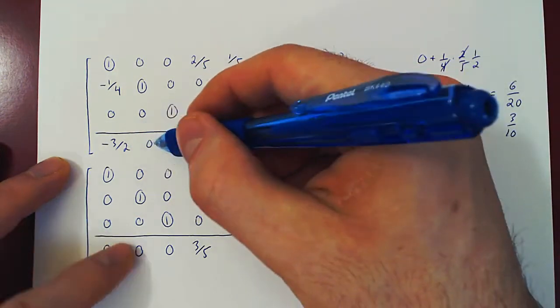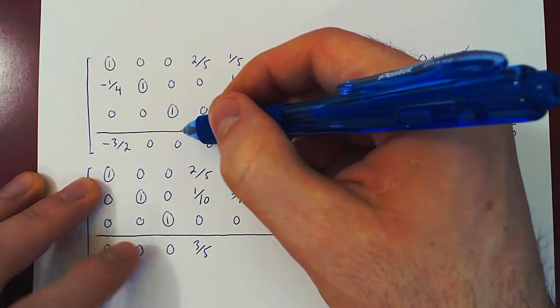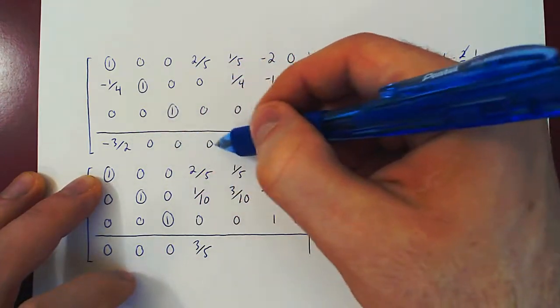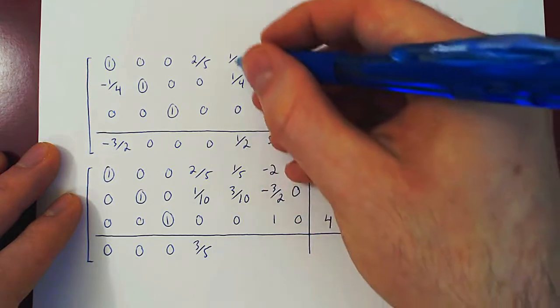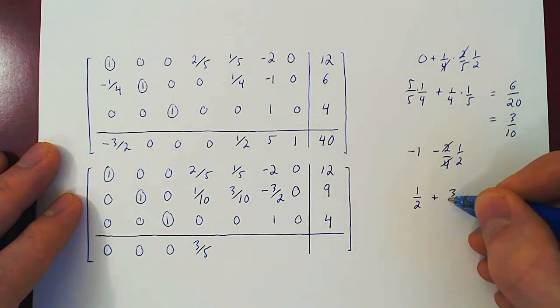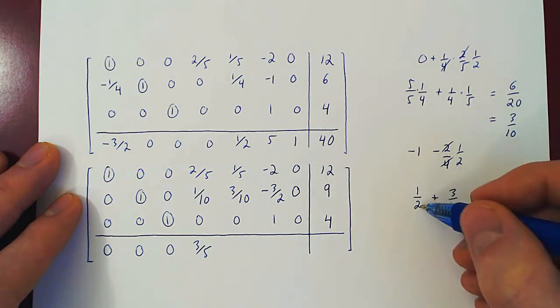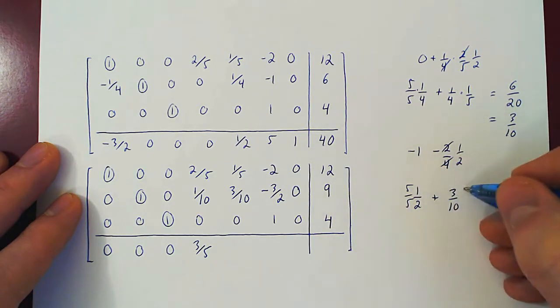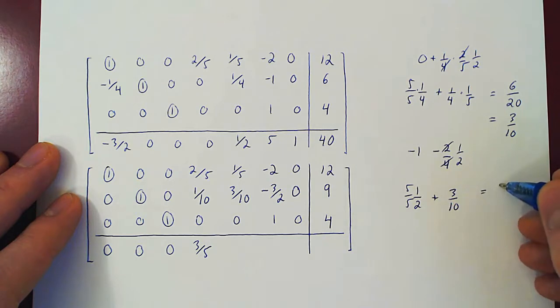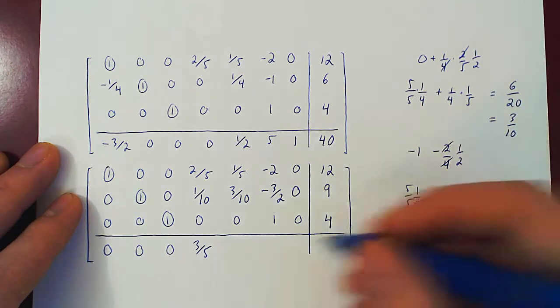1 half plus 3 half of 1/5. Now let me check. Yeah, so 1 half plus 3 over 2 times 1/5, so 3 over 10. Put this over 10, so it's 5 over 10, so it gives us 8 over 10. Common factor of 2, 4 over 5.